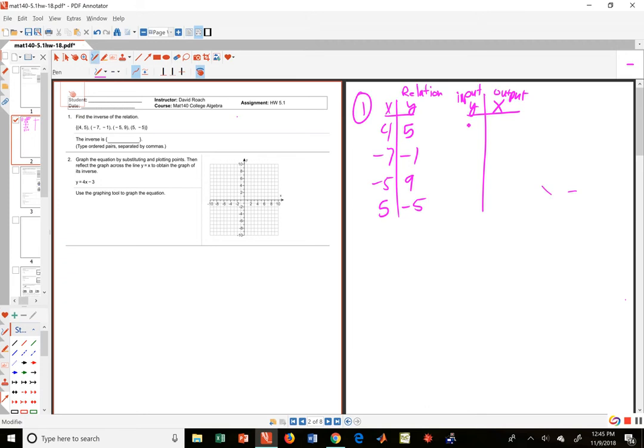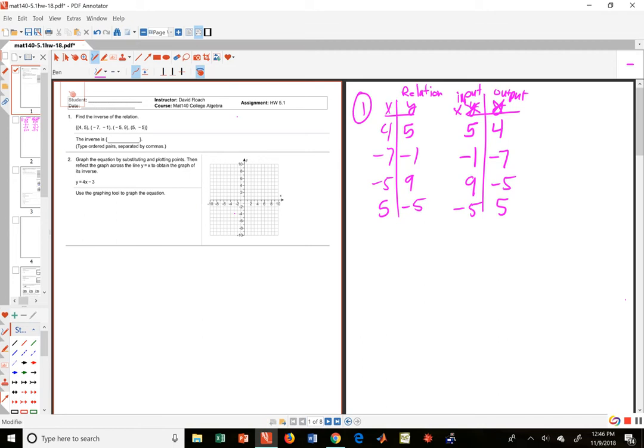So here we go. The new input is 5, and it takes you to 4. It reverses it. The new input is -1, and it takes you to -7. The new input is 9, and it takes you to -5. And the new input is -5, and it takes you to 5. So that's what we call the inverse relation. Technically we would make that x and convert that into a y. And so there's our inverse relation.